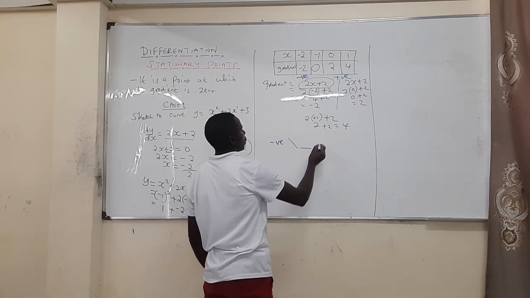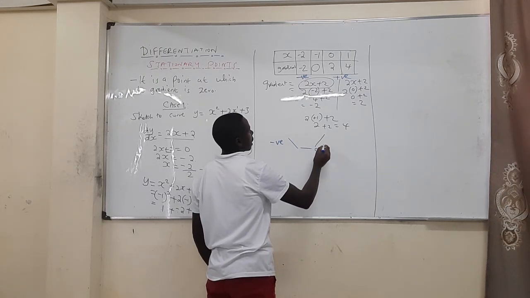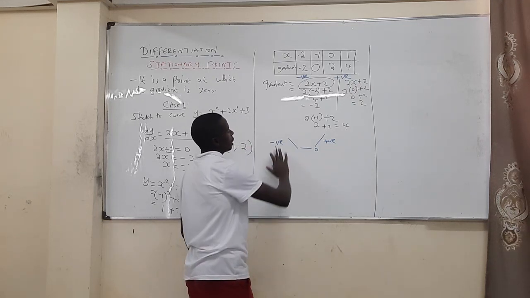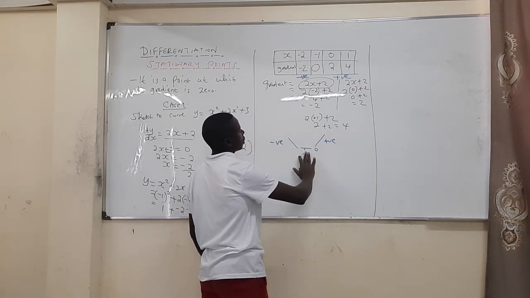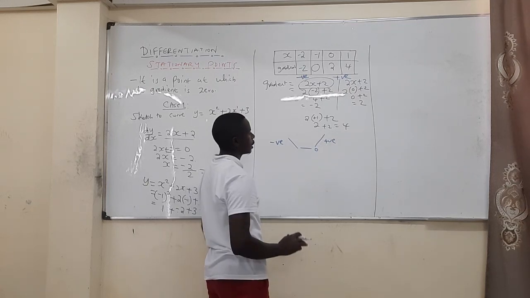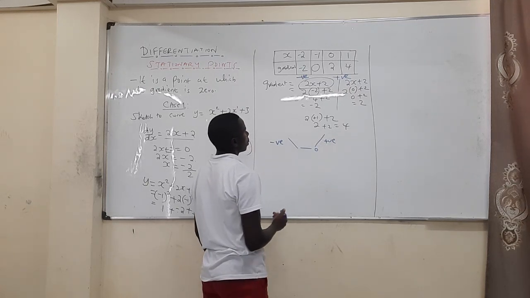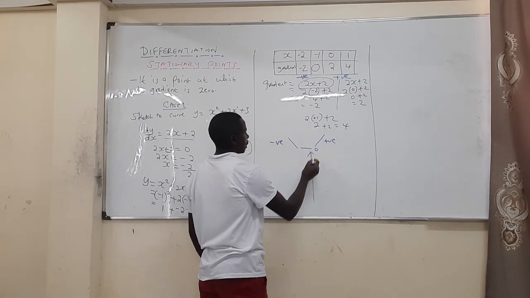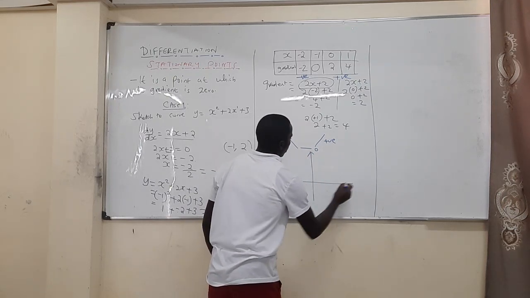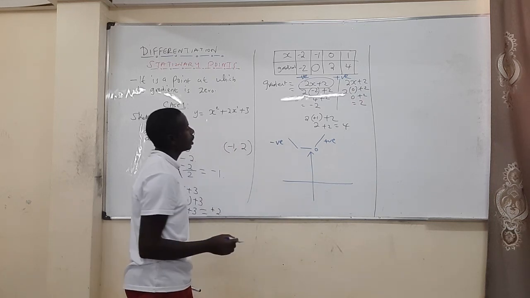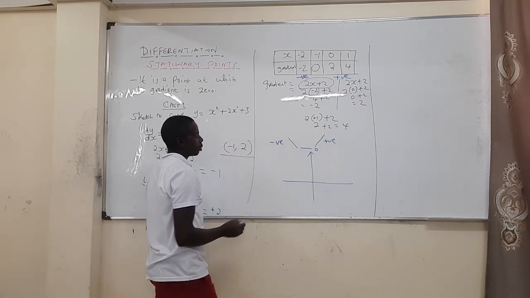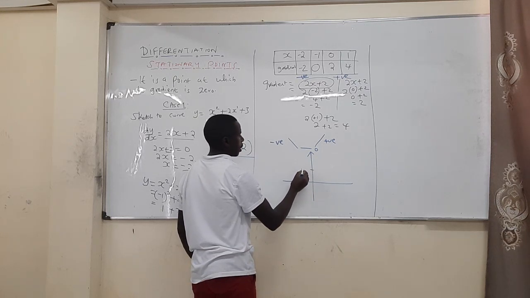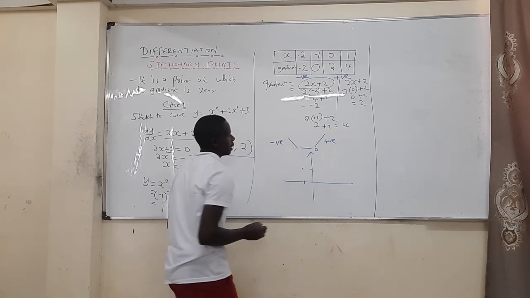Then positive, we represent it like that. So that is the behavior of the curve: negative, then 0, then turns the other side as positive. So when you go to the sketching, you can just have a simple representation there. So we have the stationary point at minus 1, 2. At minus 1, 2, that is where we are having the stationary point.